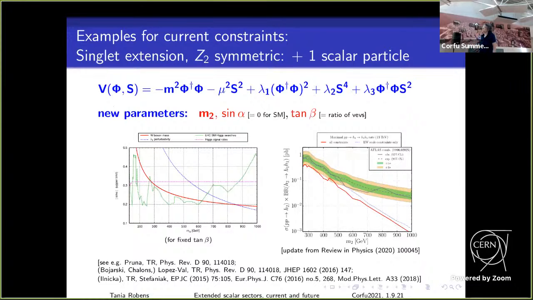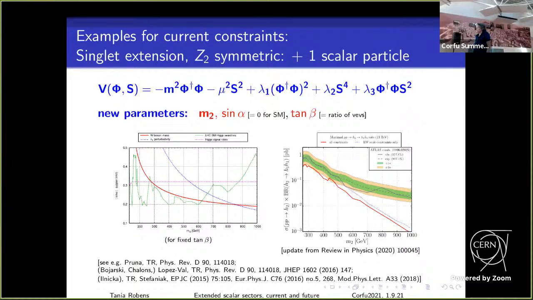Okay, the very, very simplest model, just as a kind of warm-up, is you have a gauge singlet, a real singlet, to which you add the Z2 symmetry. This means you have one additional scalar particle. This is the potential. This is the standard model-like equivalent, and the three additional terms are add-ons in this model. You have new parameters, so the mass of the second scalar, then a mixing angle, which would be 0 in the standard model, and the ratio of the VEVs. So we assume this singlet to have a vacuum expectation value.